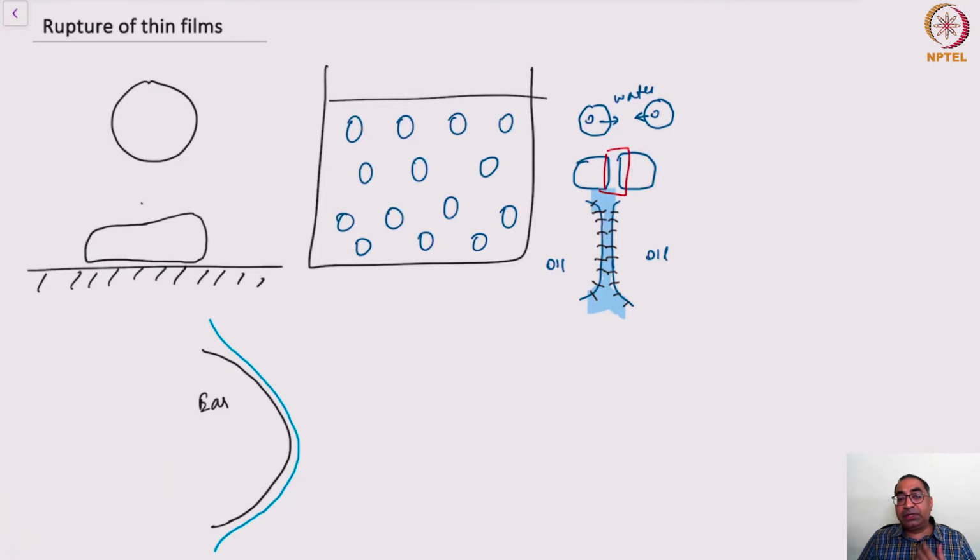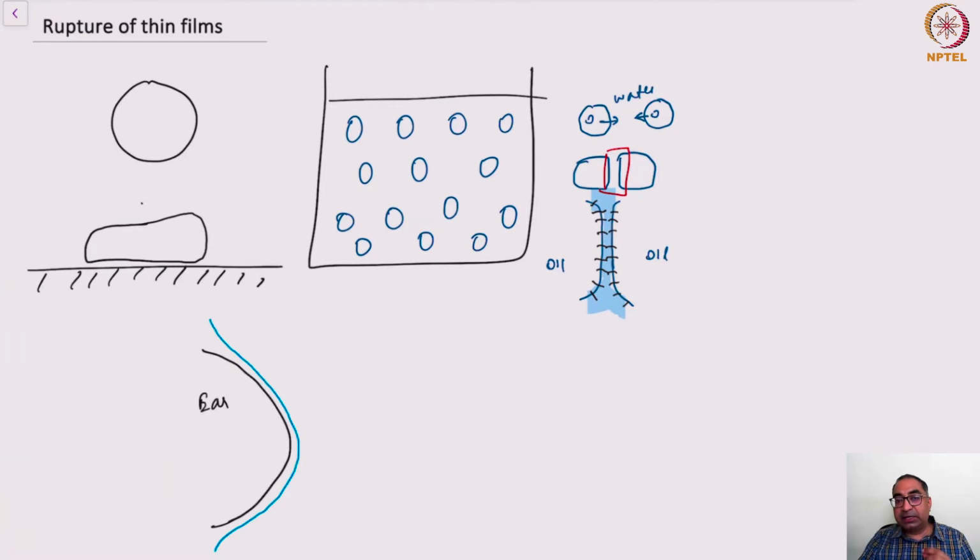To know whether you are suffering from a condition like dry eye disease, clinicians would want to know how long it takes for this tear film to rupture. That will tell the clinician about the health of your eye, and whether you are suffering from any disease like dry eye disease. So again, you have the same situation: you have a thin liquid film.